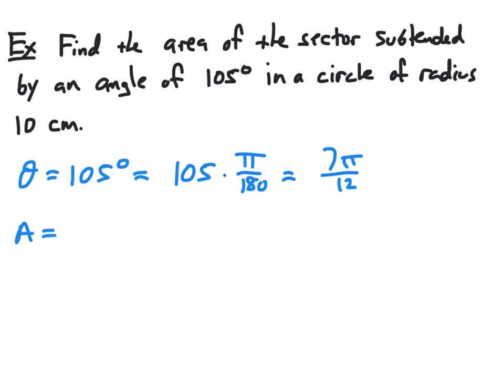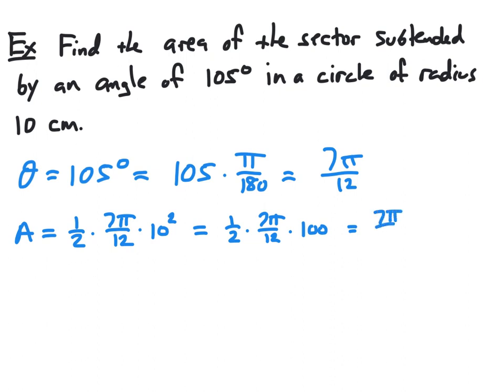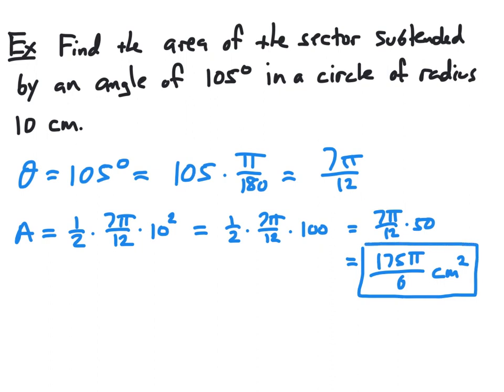To compute the area of that sector, we use our formula 1/2 times our angle, 7 pi over 12, multiplied by the radius squared, so 10 squared. Here we can do several steps to simplify this. Of course, this is 1/2 times 7 pi over 12 times 100. The 1/2 times 100, of course, will be 50. And finally, we can simplify the 50 and 12 and get 175 pi all over 6. And here, since we're computing an area, this will be in squared units, and our radius is in centimeters, and so we end up with 175 pi all over 6 centimeters squared.